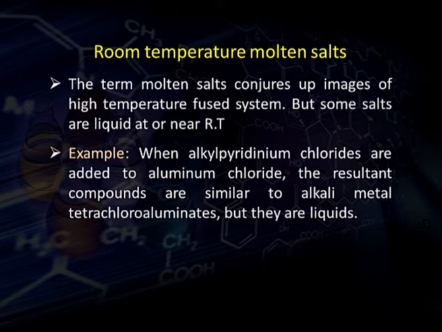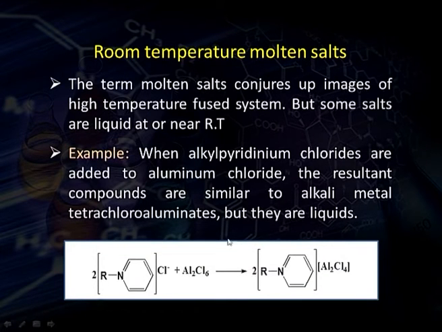For example, when alkyl pyridinium chloride is added to aluminum chloride, the resultant compounds are similar to alkali metal tetrachloroaluminates, but they are in the liquid form. So, this is the example. This is a salt here. When we add Al2Cl6, it forms a complex and this complex is in the liquid form. So, it is a molten salt which is liquid at room temperature.